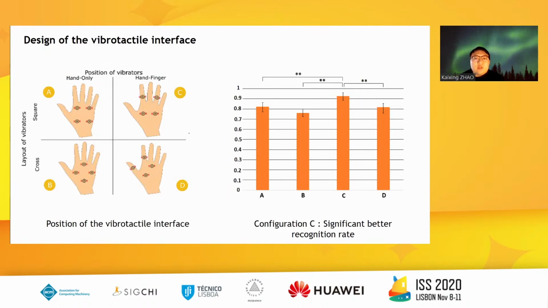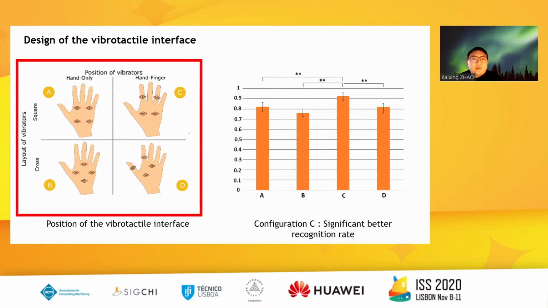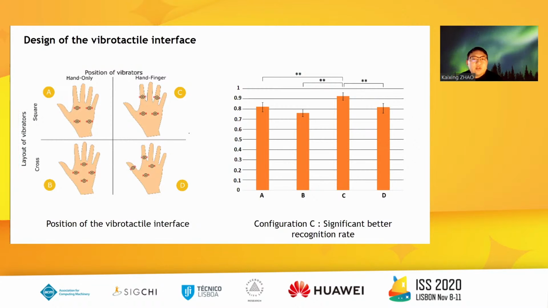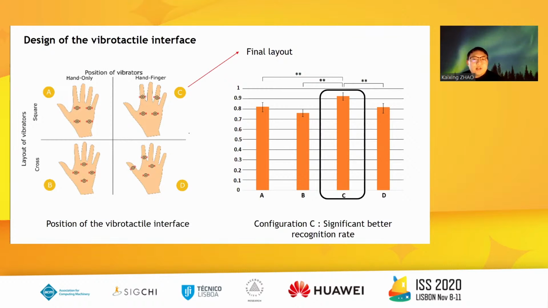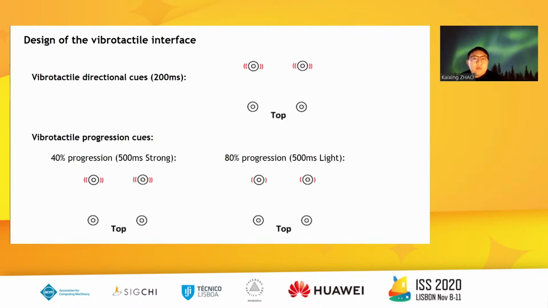The layout of the vibrators was another factor that we examined. As shown in the figure on the left, we designed 4 configurations on the back of the hand based on square and cross shapes. We found that the direction recognition task with configuration C was significantly better than the other configurations, as shown in the figure on the right. Our final design of vibrotactile direction and progression cues is presented here. We chose the top direction as an example. The different vibrotactile representations form our vibrotactile interface on the back of the hand.